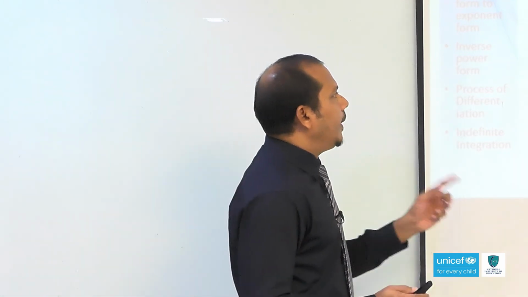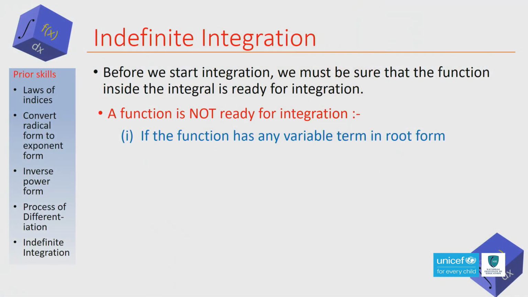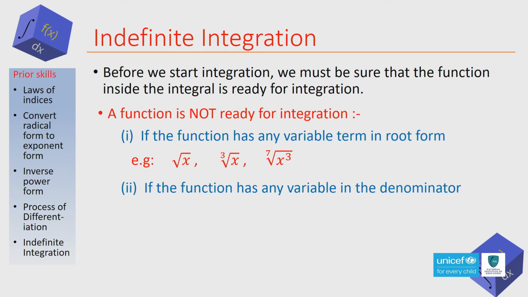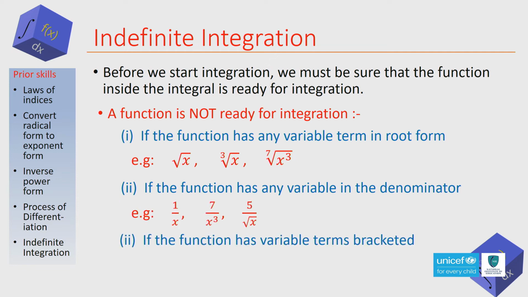First of all, if the function has any variable term inside a root, be very careful, not a numerical number inside a root. That is not an issue. But if a variable term is inside a root, you have to fix it by applying the law of indices. For example, these expressions need to be fixed. And if the function has any variable in the denominator, then also it's a problem. You have to fix it. And if the function has variable terms bracketed together, you have to expand the brackets.